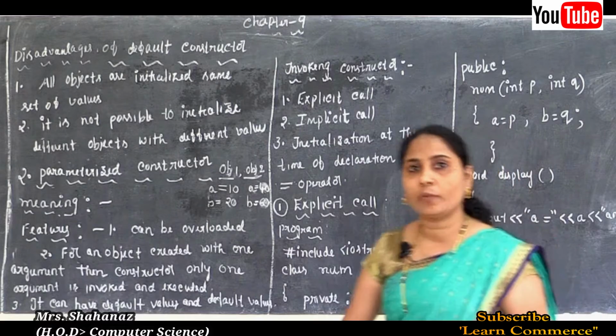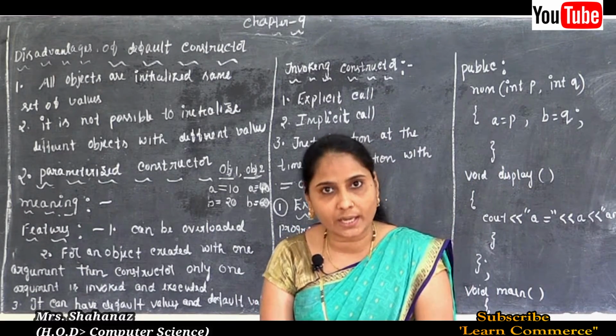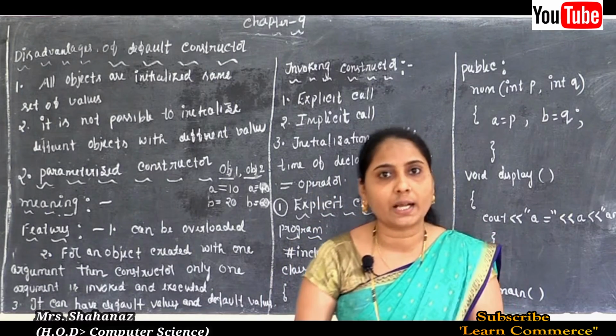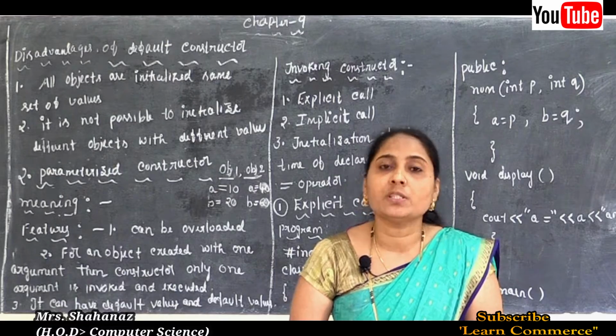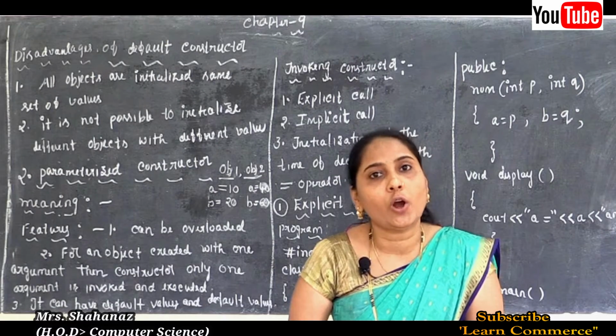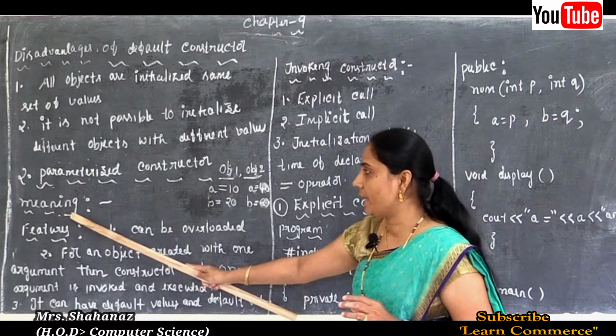So finally, the simple line for our parameterized constructor: the parameterized constructor is used to initialize the object. Why? Because it initializes values to the object. Correct? So this is the meaning of our parameterized constructor.